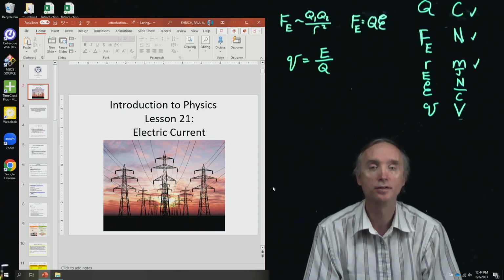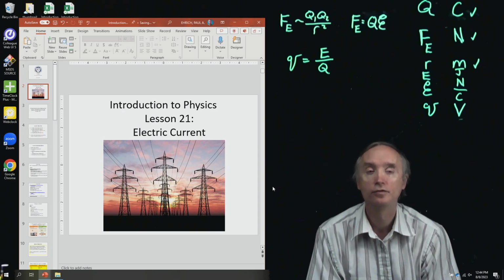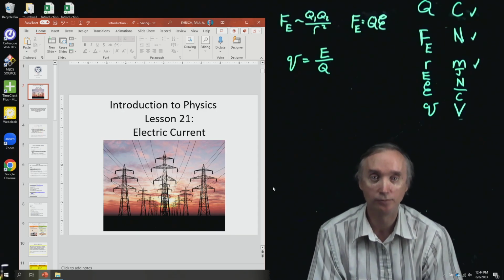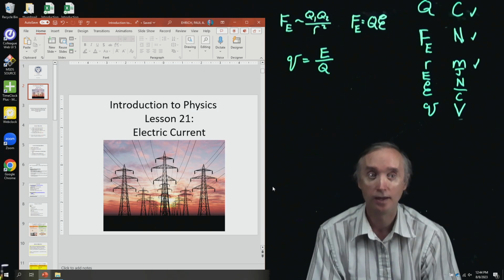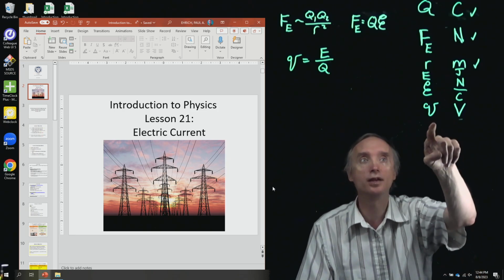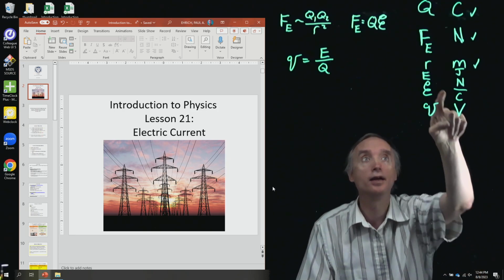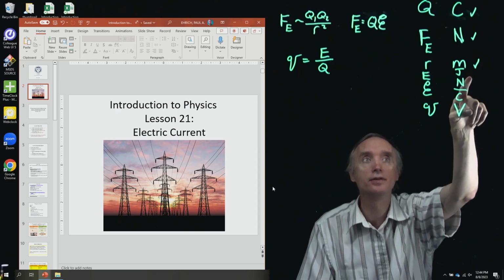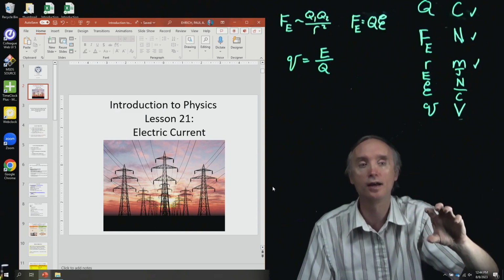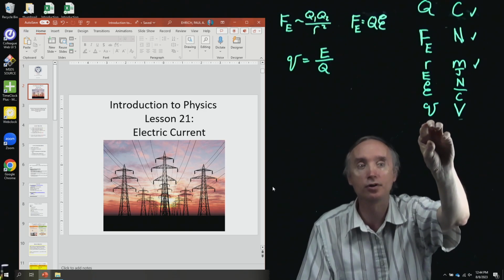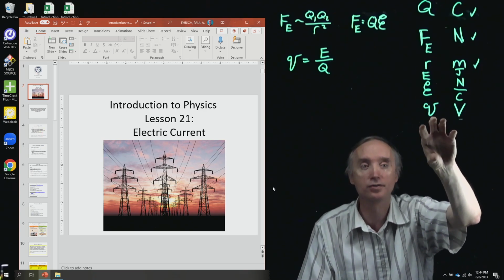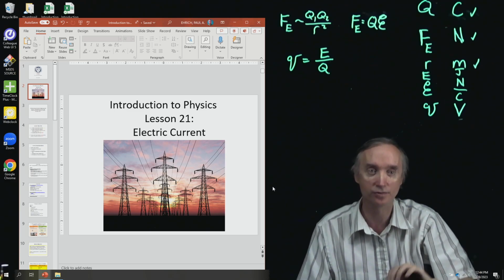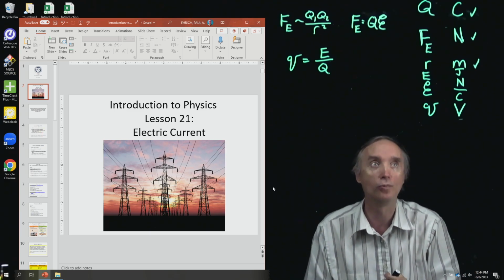Okay, let's continue with our review for the Unit 4 exam. And now we want to talk about Lesson 21, which was on electric current. You'll notice that I took the energy from down here and I put it up here. The reason for doing that is so that we can put current and resistance, and those circuit things are all going to be organized together. So you didn't have to do that if you didn't want to.